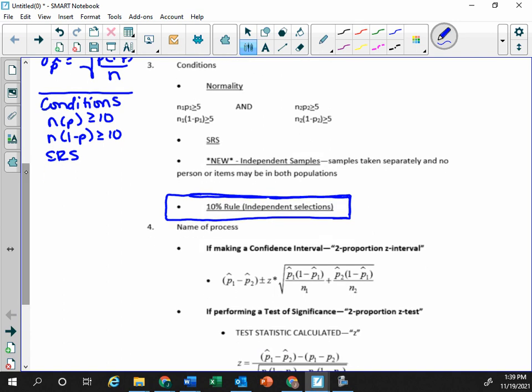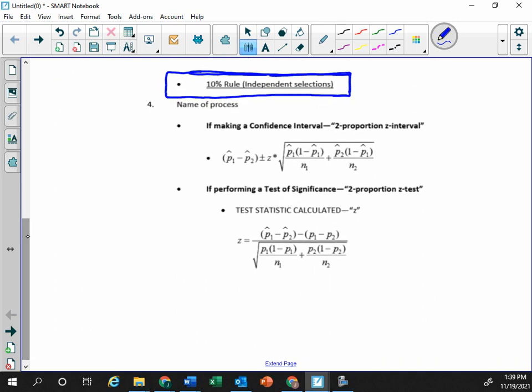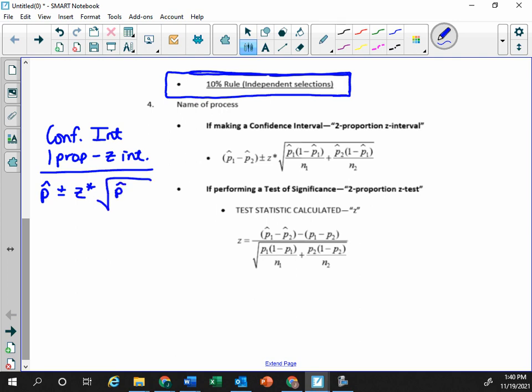All right, we're going to be making confidence intervals in this unit as well. So again, let me remind you when we did confidence intervals with our one proportion, we did a one proportion Z interval. And that was p-hat plus or minus your critical Z value times the square root of p-hat times 1 minus p-hat, all over your sample size.